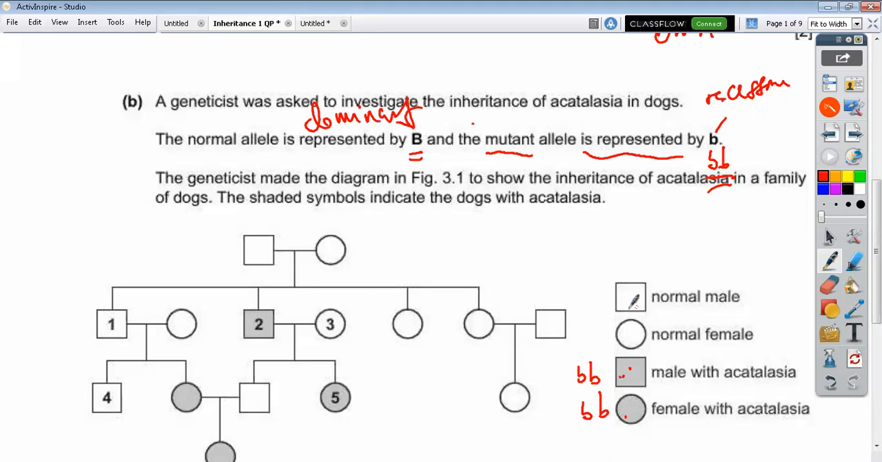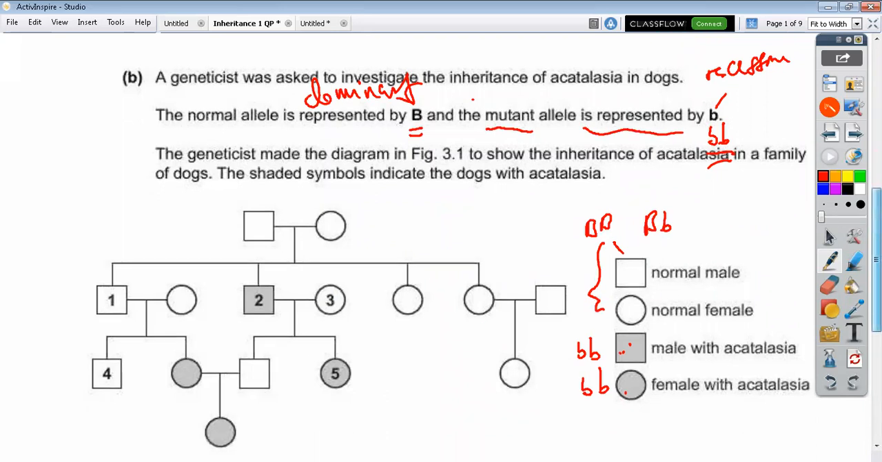Then for the normal ones here, we cannot tell. We can only tell from this diagram, then I'll show you just now. We cannot tell whether this person is BB or Bb. For both of them, it's possible. Are we together? Then let's go to the diagram.